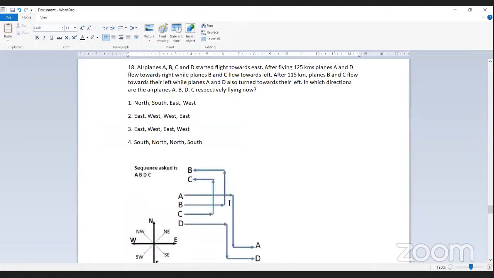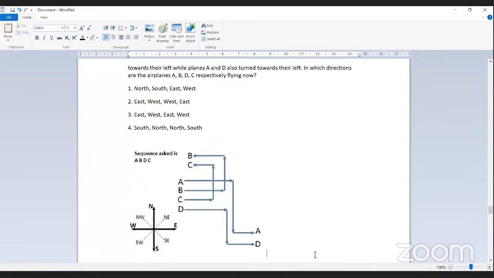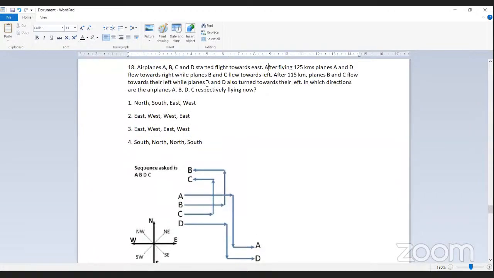Okay, see here. Option 3 is correct. Even without drawing, let's see the question when you read it. A and D are flying with each other, B and C are flying with each other. So the AD set and the BC set will have the same directions. If A and D are north-south, B and C also will be north-south, correct? Because A and D are flying in the same direction, B and C are flying in the same direction, right? Understanding what I'm saying?